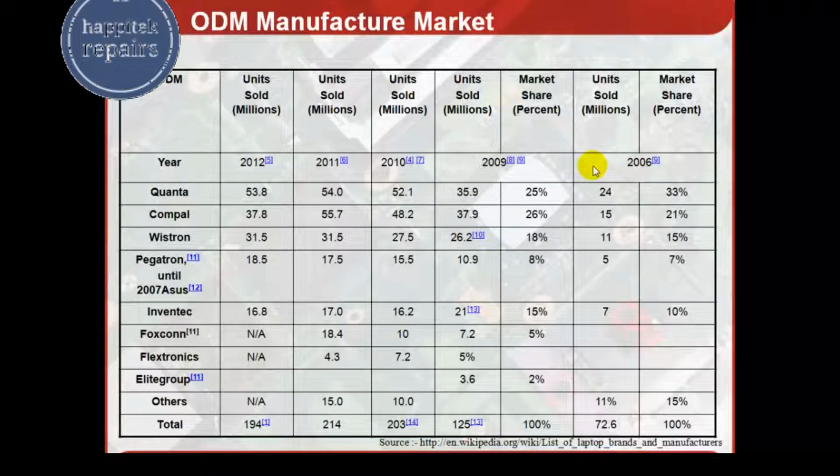It is taken from the source Wikipedia. You can see it on the net also. In 2012, Quanta had a market of 53, meaning it manufactured 53.8 million boards. Compal made 37.8. Wistron made like this.